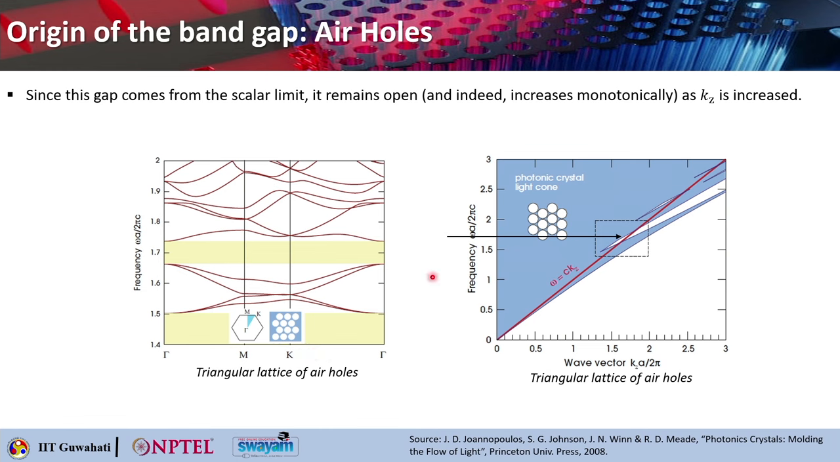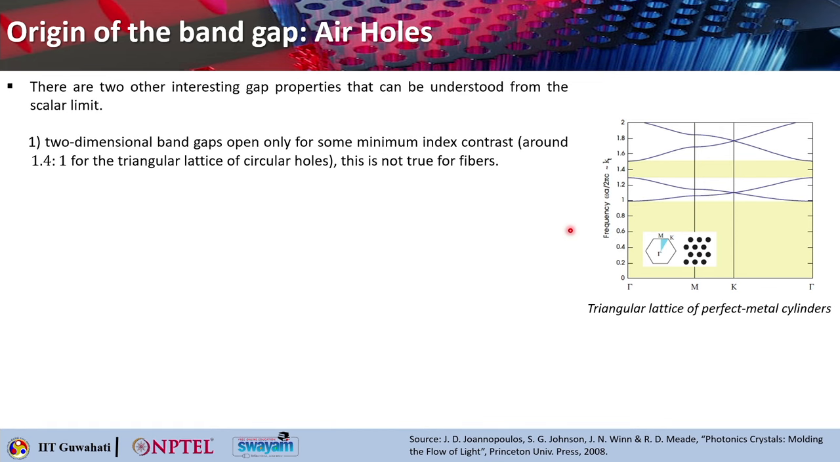Fine. So what we understand from here is that this forms the light cone of the Holey fiber, with gaps appearing inside it as these open regions. And for larger kz, you can see that higher order gaps also appear in the scalar limit. So what is this red line? This red line shows the light line of air, marked as omega equals c kz. And these dashed boxes indicate those defect modes which we are trying to excite for light propagation inside the Holey core fiber.